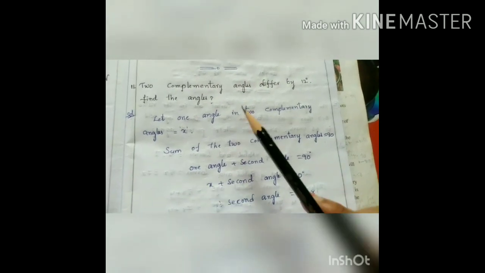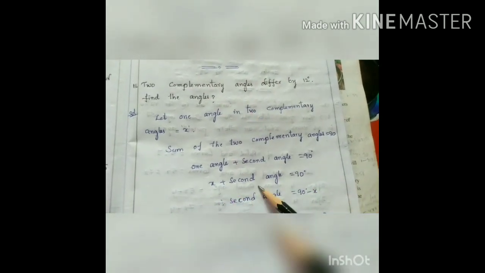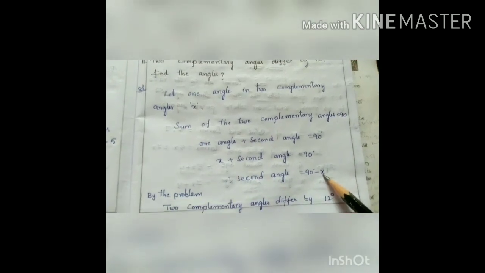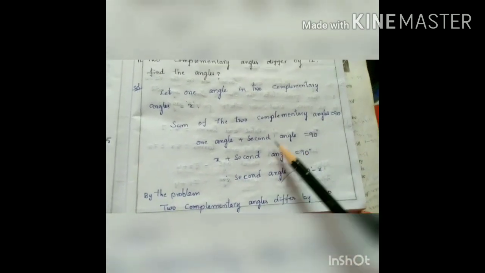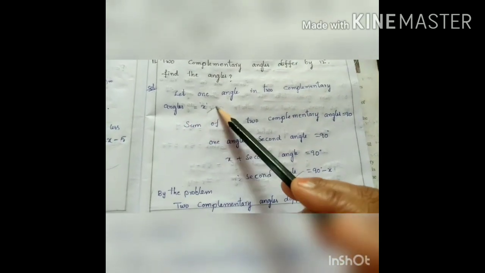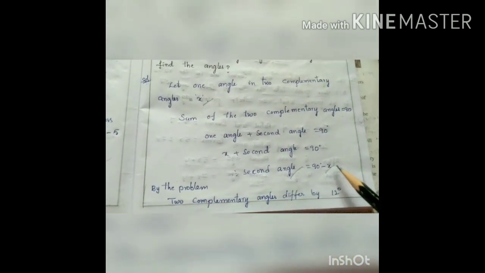So here, one angle I take as x, and the second angle plus x equals 90 degrees. So the second angle equals 90 degrees minus x. A positive quantity becomes a negative quantity when moved across. What is the first angle? The first angle is x and the second angle is 90 degrees minus x.